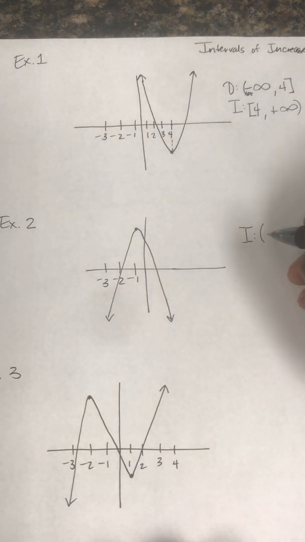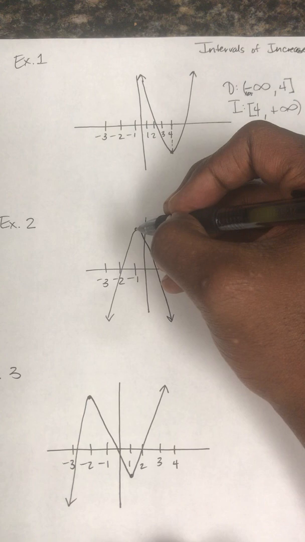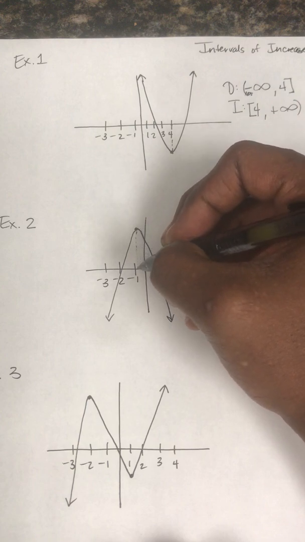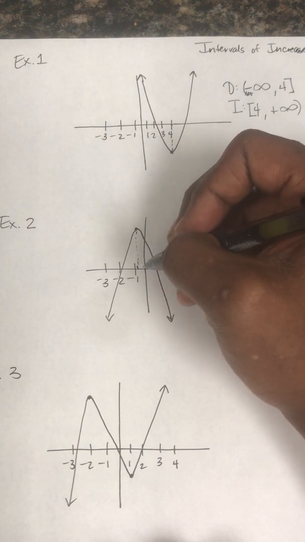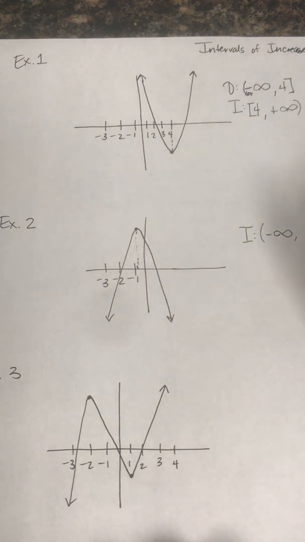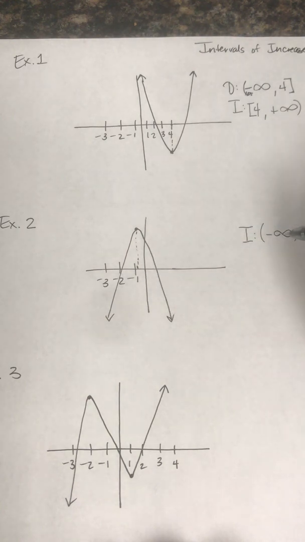Okay? So it's going to be, again, parentheses, negative infinity, comma, and then we go to the stopping point. When it stops going up, as a helpful tool, I draw a dotted line down to the x-axis. It's supposed to be at 1. I apologize, it's a little off. I did this without graph paper, but basically we're going to call that negative 1. Okay, so negative 1 bracket. So our interval of increase for this one is negative infinity, comma, negative 1.